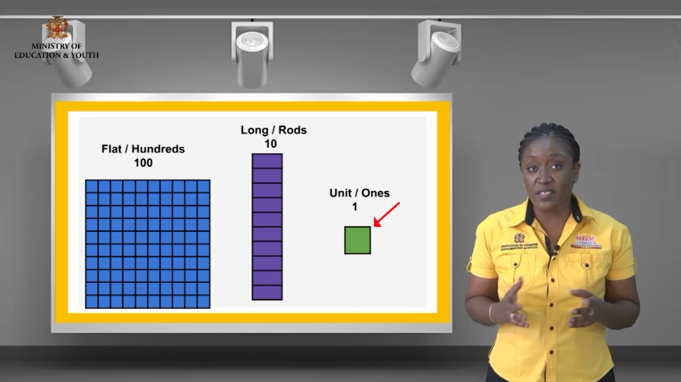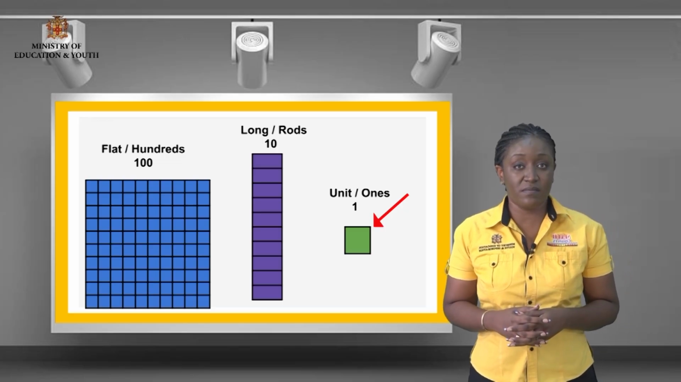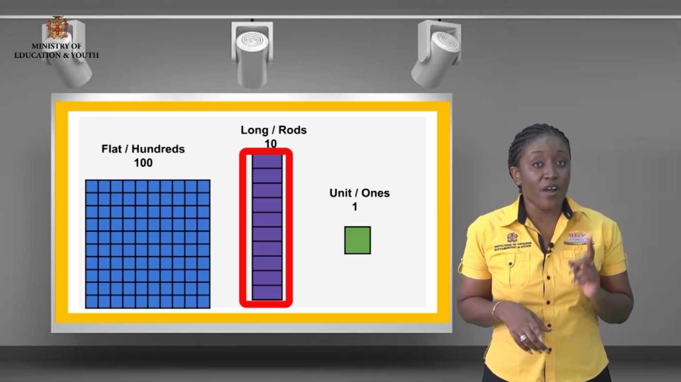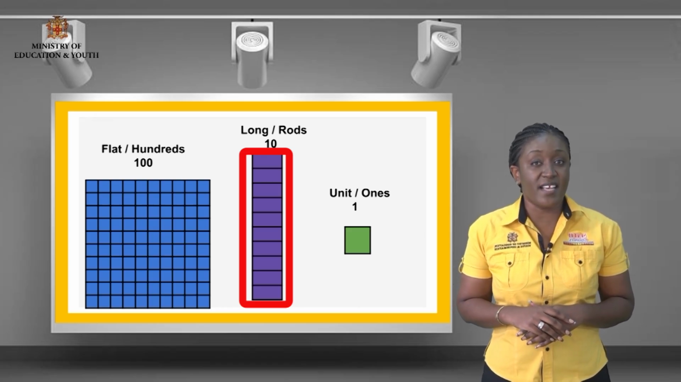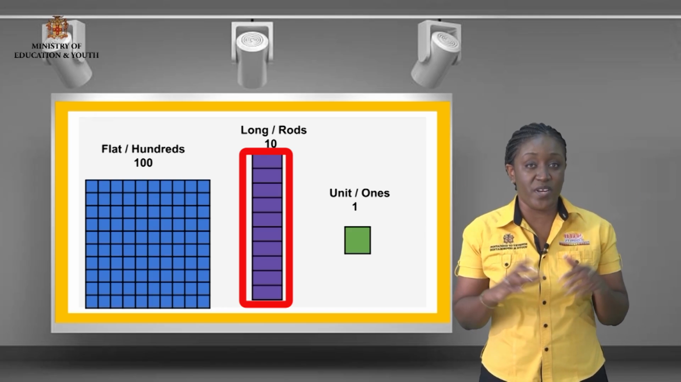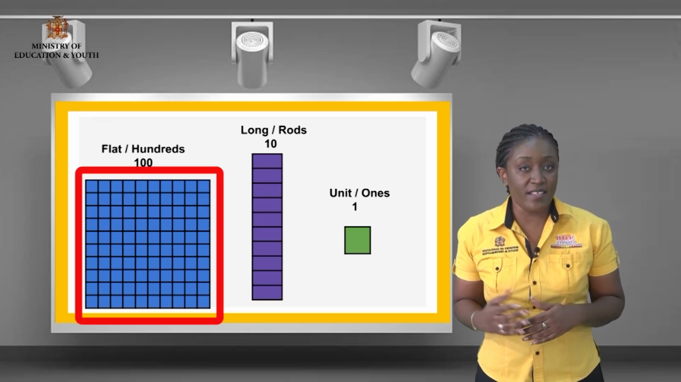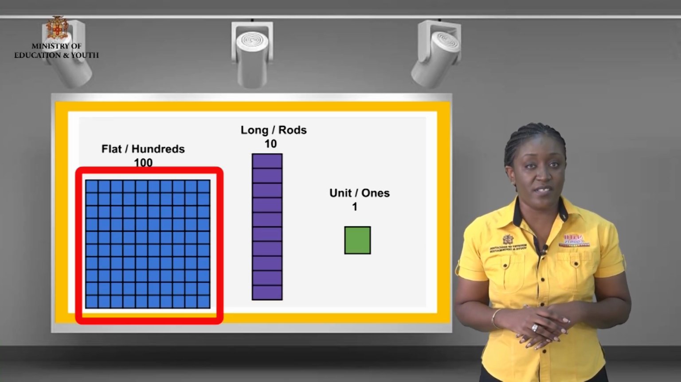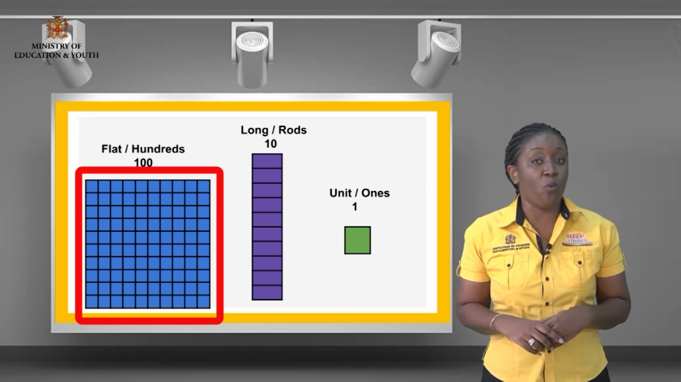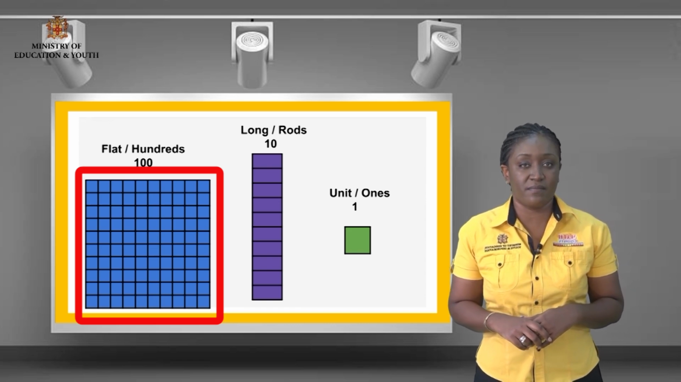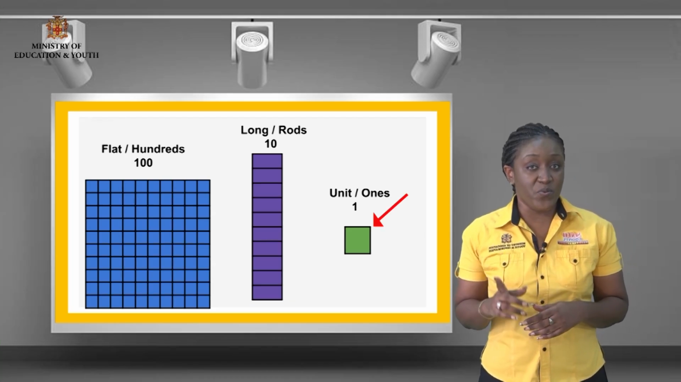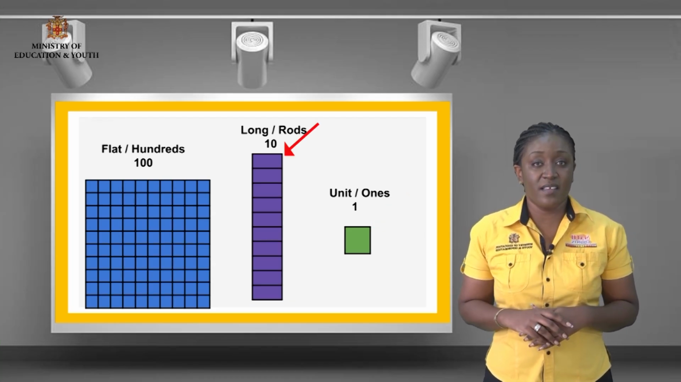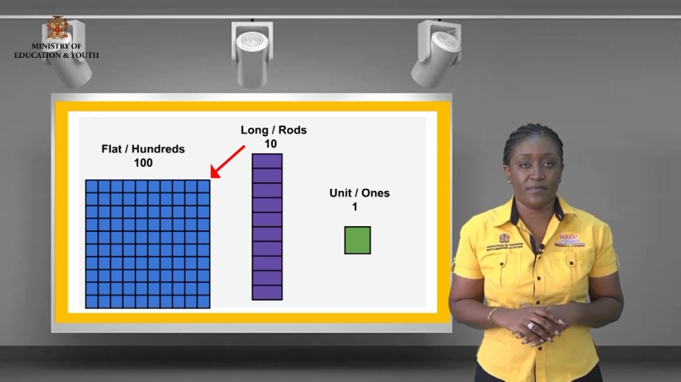We have the units, which represent ones, the rod or the long, which represent tens. This is a set of 10 units. And the flats, which represent hundreds, that is a set of 100 units. So, the base 10 blocks are units, rods, and flats.